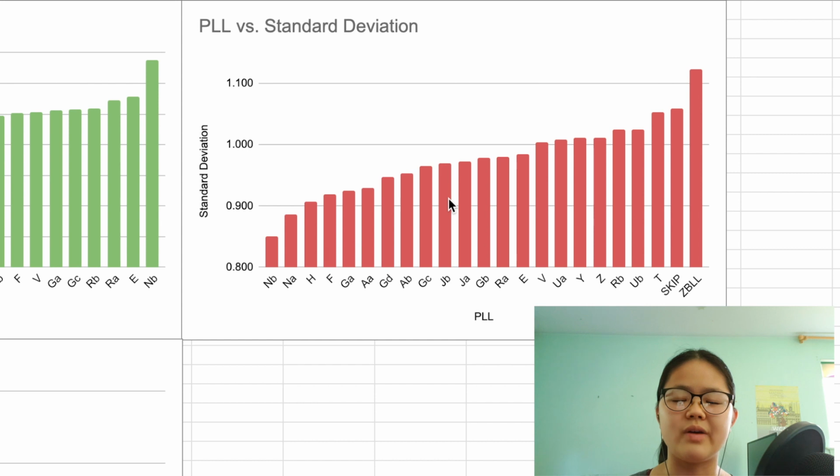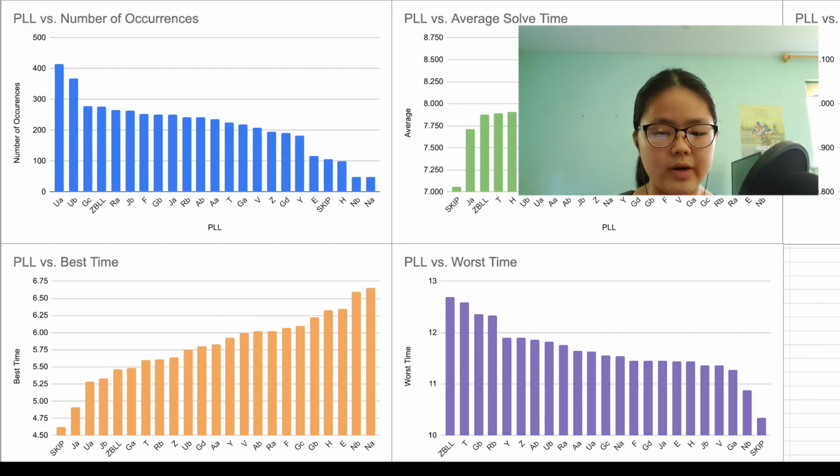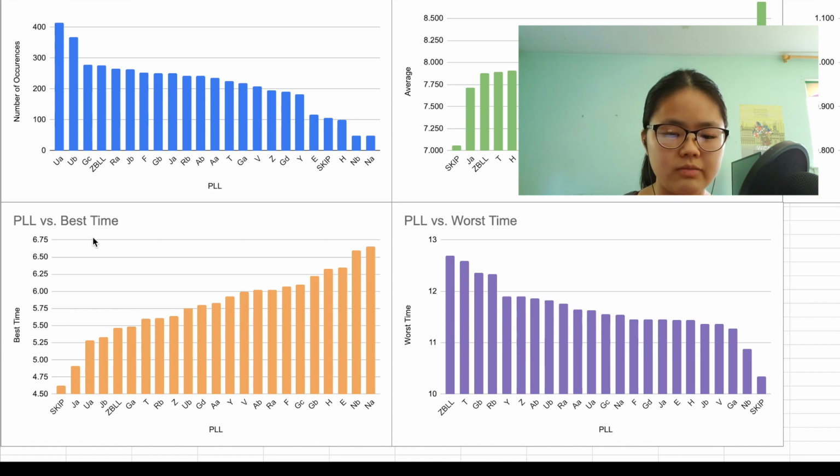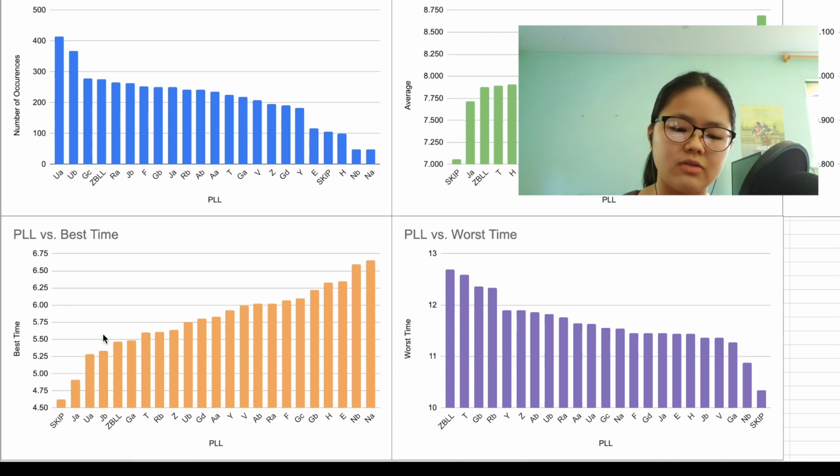I still can't figure out which way my videos are, because I think the backgrounds flipped correctly, but I just don't know. Anyway, on the other ones, PLL, best time, worst time, these are kind of reflections of the average. So best time does kind of look like the average chart. In fact, the top two are the same. It's skip and J perm, which totally makes sense. And UA perm, I suppose.